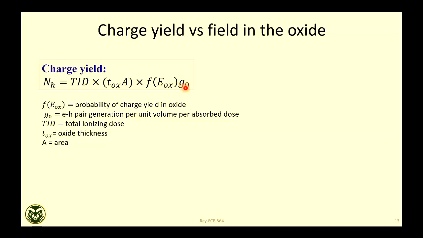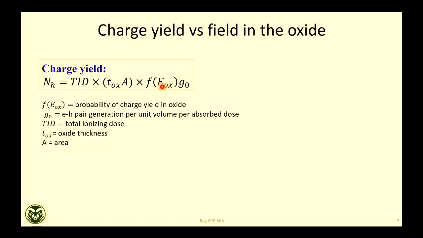The ionization constant will vary. It depends on how much energy you need to create an electron hole pair, right? So when X-rays or gamma rays come, how many electron hole pairs will be created? That is the ionization constant. And then this EOX is the electric field dependent term, because not all X-rays and gamma rays will lead to hole trapping.